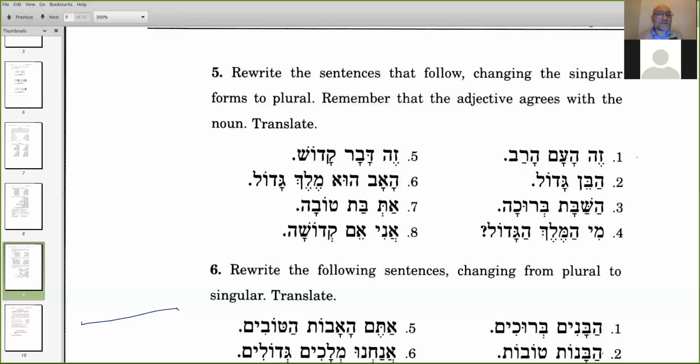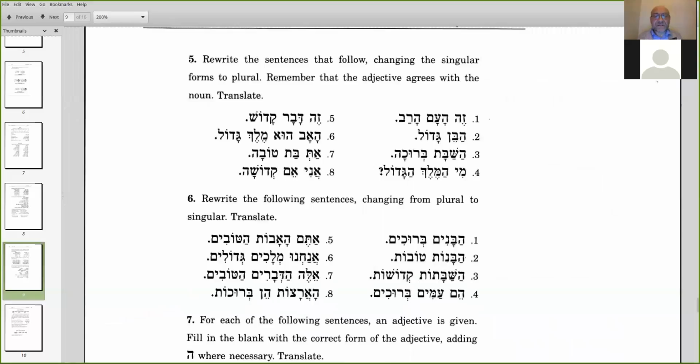Maybe what I could do is bring it down to 200. Hopefully you guys could still see it like that. All right. There we go. So let's look at our next one. Haben gadol. The sun is big or great. By the way, the translation here is: these are the many nations. That's our translation for number one.